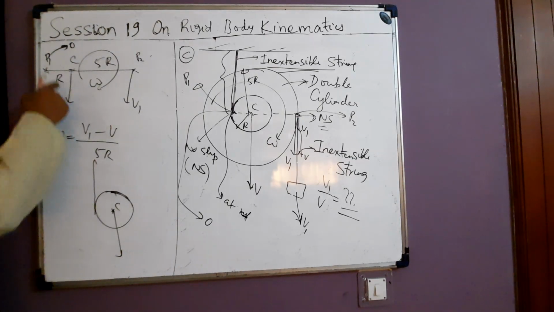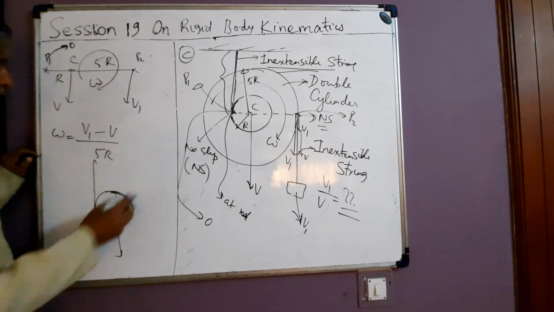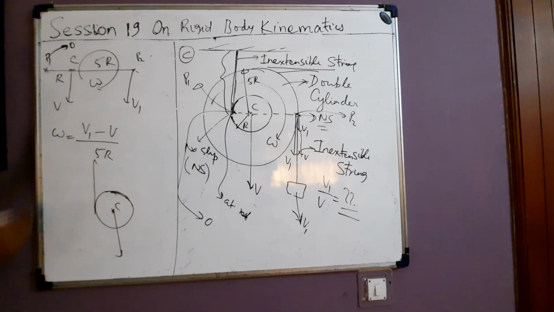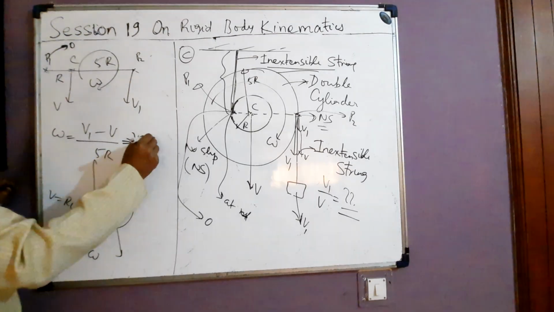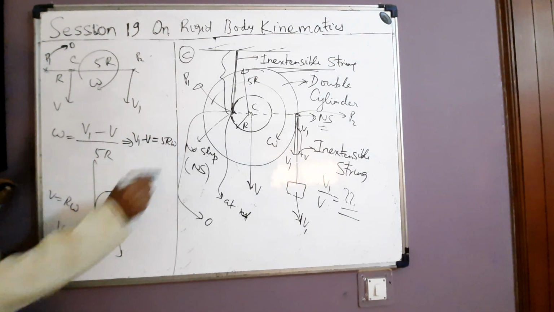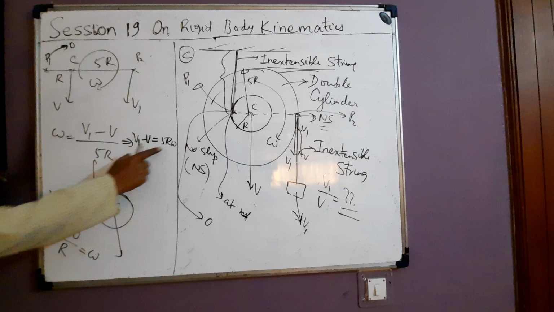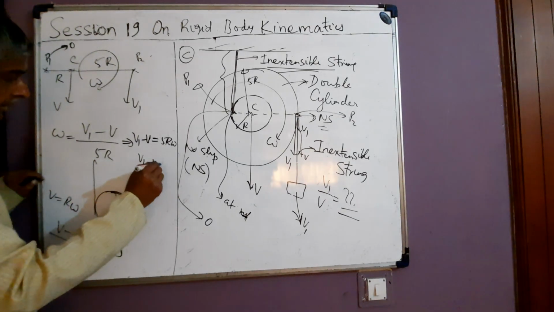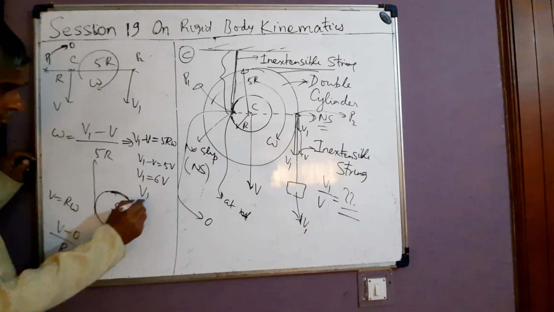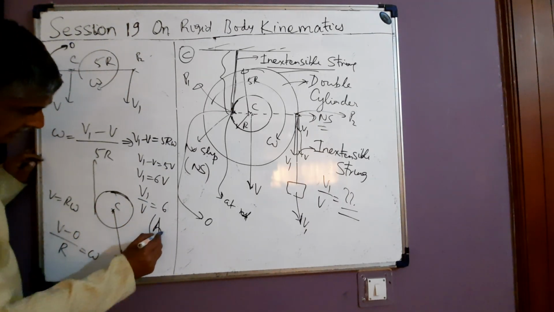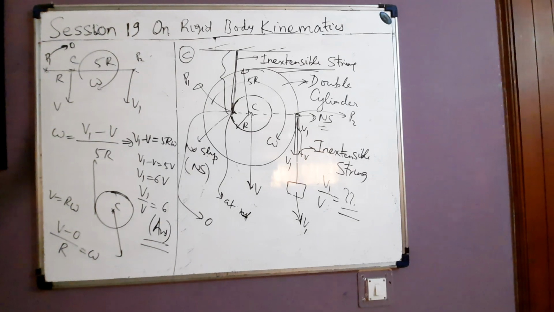So angular speed of CP1 is relative normal speed by separation. That is V minus 0 by R, that is omega. So V is equal to R omega. Now you substitute this formula here. From this equation we see V1 minus V is equal to 5R omega. But R omega is how much? V. So this is replaced by V. V1 minus V is equal to 5V. V1 is equal to 6V. So V1 by V is just equal to 6. This is therefore the required answer.